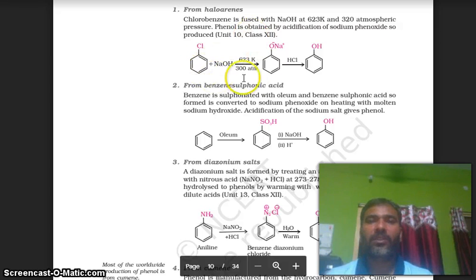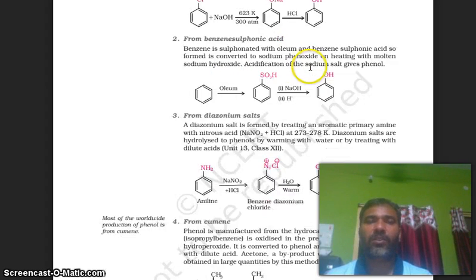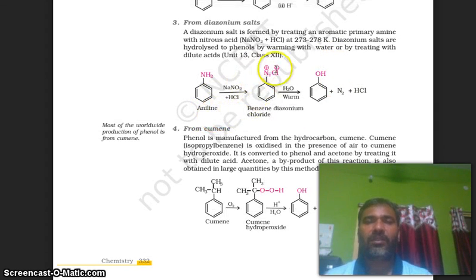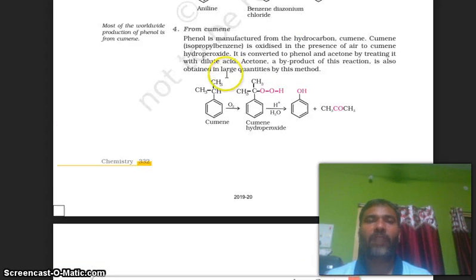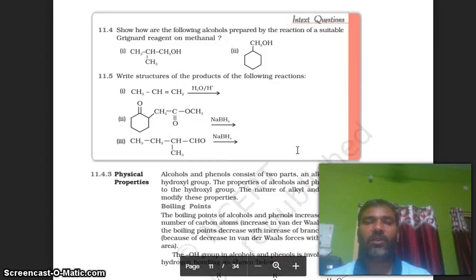From haloarenes, you see this is halogen here, reacts with sodium hydroxide, forming sodium phenoxide and then phenols. From oleum, SO3H reacts with sodium hydroxide and H plus, forming phenol. If you have aniline, it reacts with sodium nitrite and HCl, forming benzene diazonium chloride and then phenols. If we have cumene, this compound is known as cumene, forming cumene hydroperoxide, and then hydrolysis gives phenol and acetone.